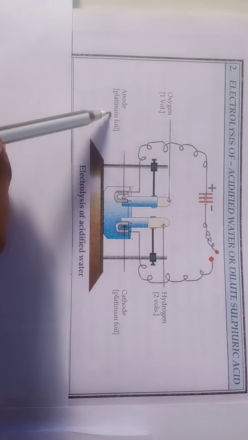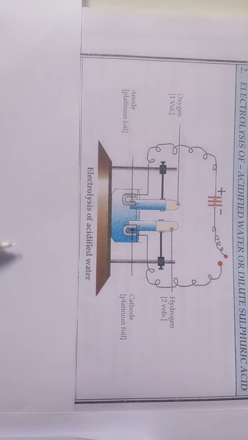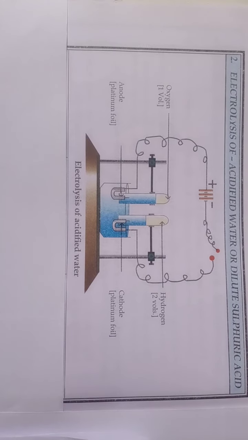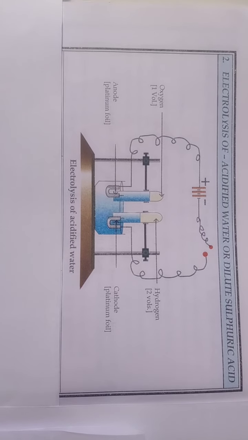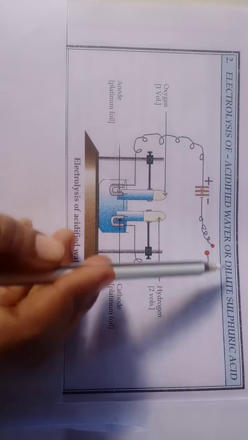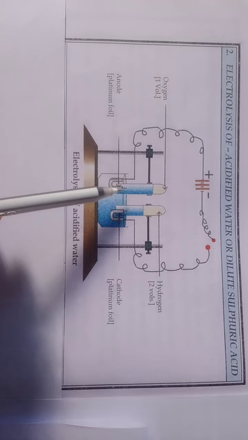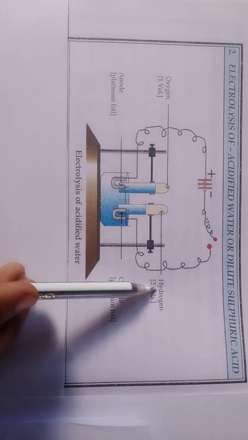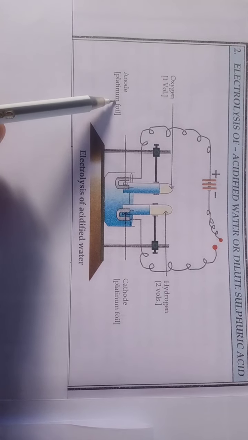In this case, the electrode we are using here is platinum foil, because platinum is inert in nature. So the electrode used is platinum foil. This we need to remember. Now children, this is acidified water or dilute sulfuric acid. Hence the products are hydrogen gas and oxygen gas respectively. So hydrogen gas will be formed at the cathode and oxygen gas will be formed at the anode.